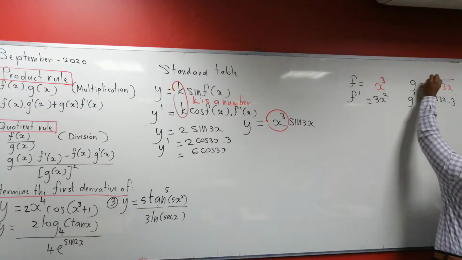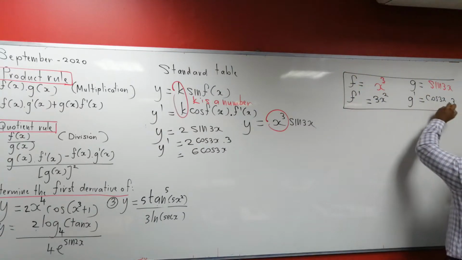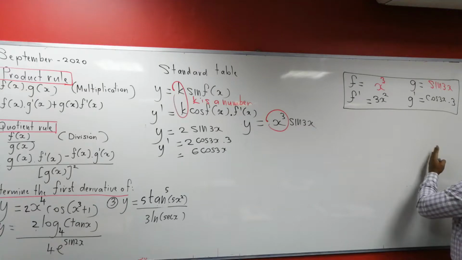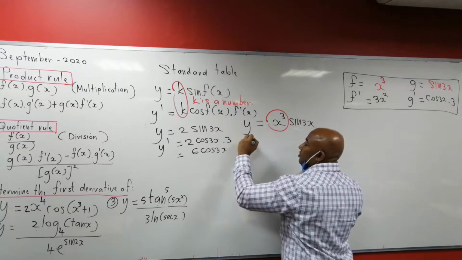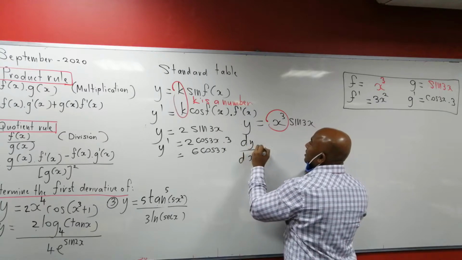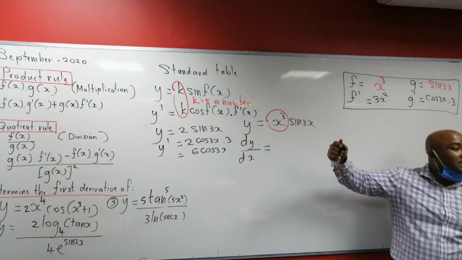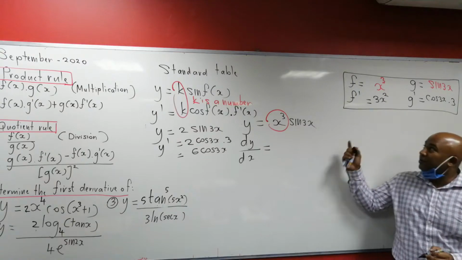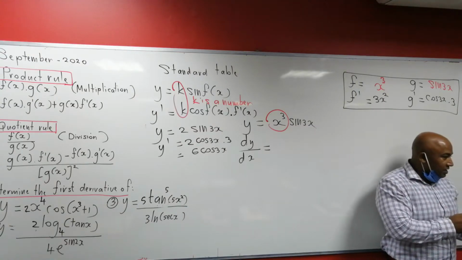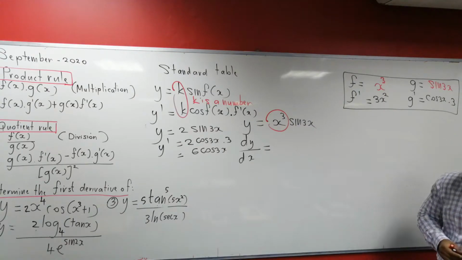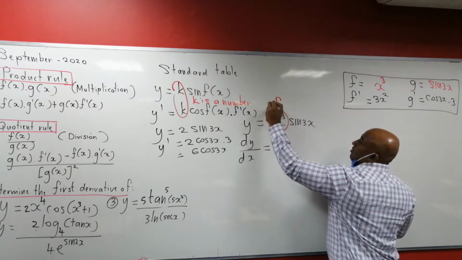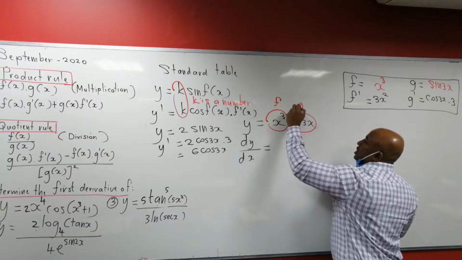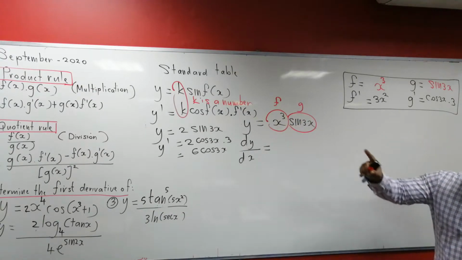So you can see we are still using the standard table of derivatives. This is our working out on the side of your page. Now what do we want to find? We want to find the derivative of the whole thing at once. What is the derivative of x cubed multiplied by sine 3x? Here we've done it individually. Can you see that? Now we know that this is f and this here is g. So the product rule works like that.